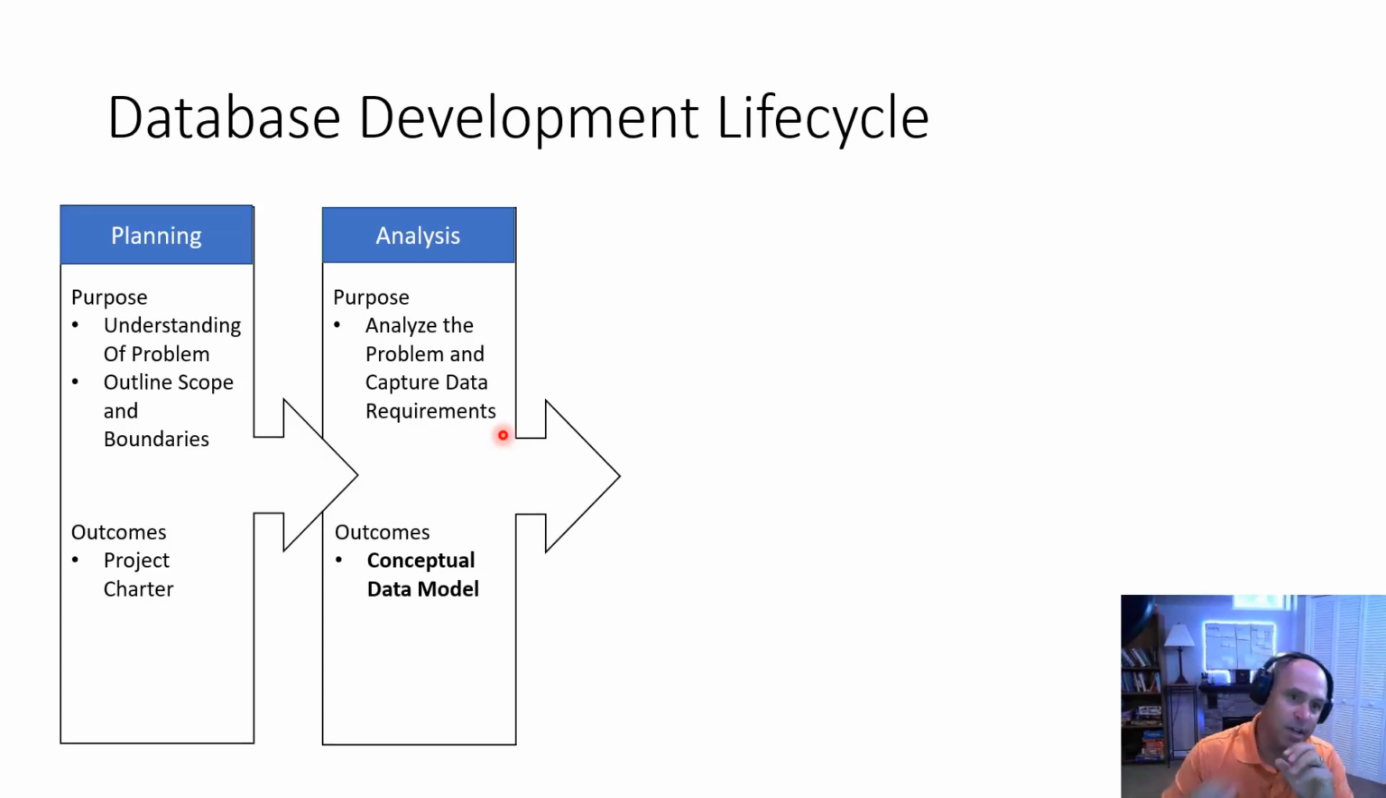What usually comes out of analysis is a conceptual data model. This is a high-level specification of all of the data requirements. That is, the things you're going to store, what you're going to store about the things you're going to store, and any interconnected business rules, or process rules, between those things.